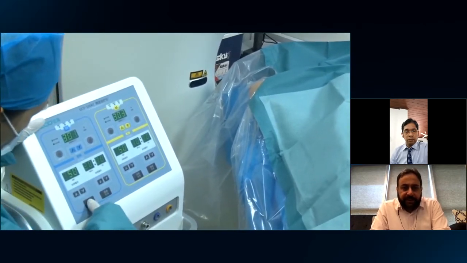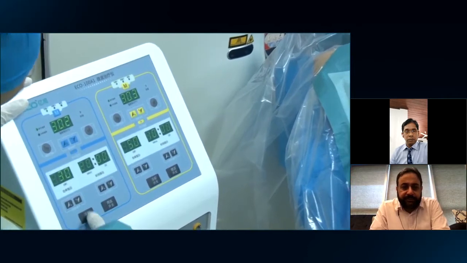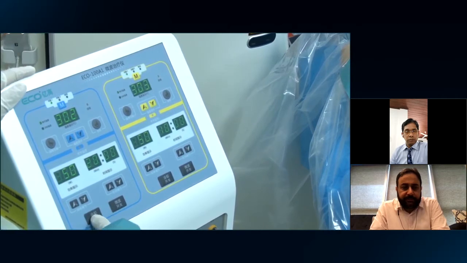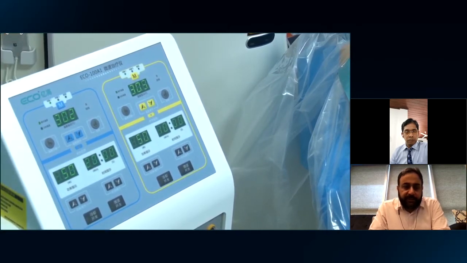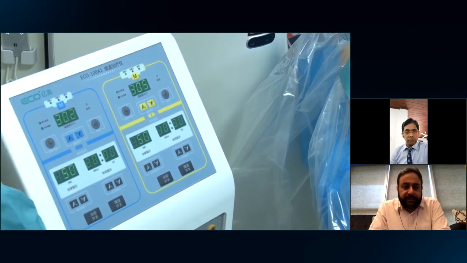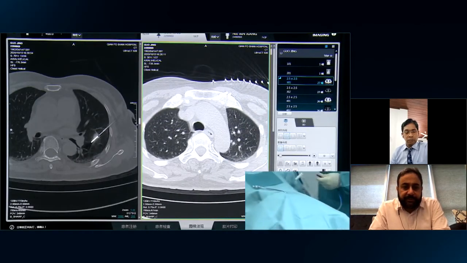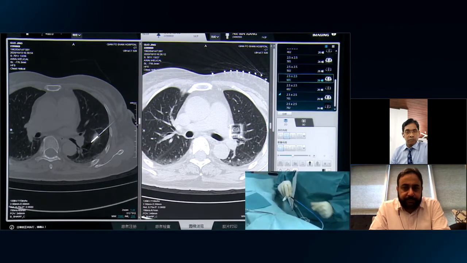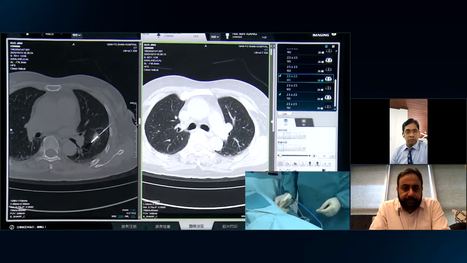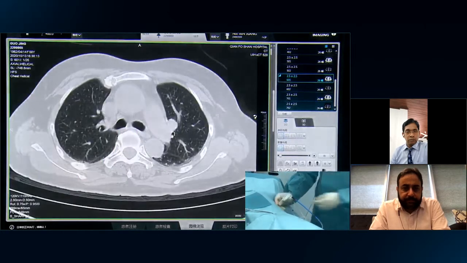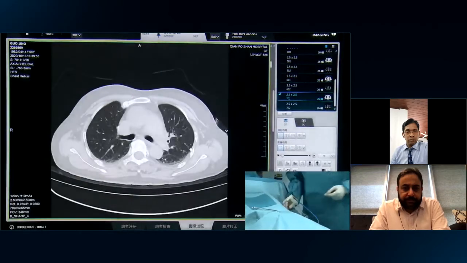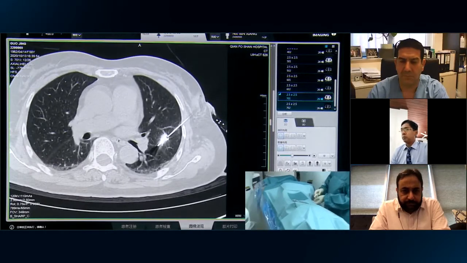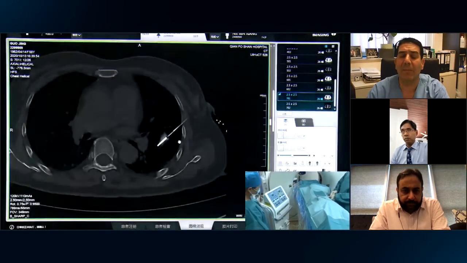Is it possible to look at the last image again, please? You mean the last scan? Yes, the final position of the needle, please. This one, the one he just scanned, at the bottom? Yeah, this one. What will be the ablation protocol?